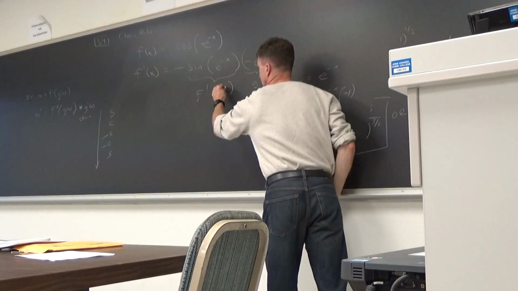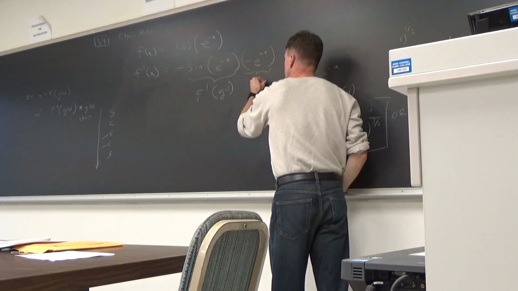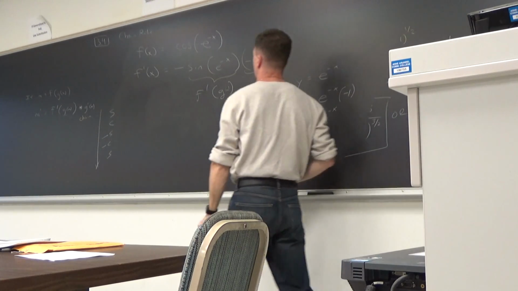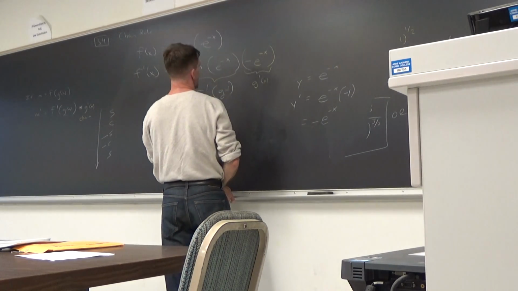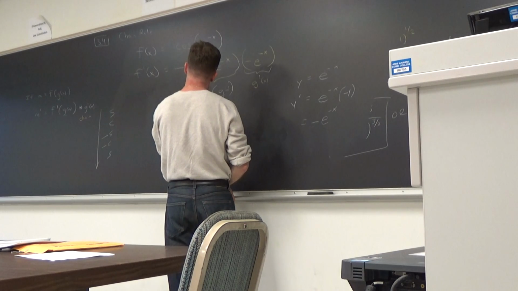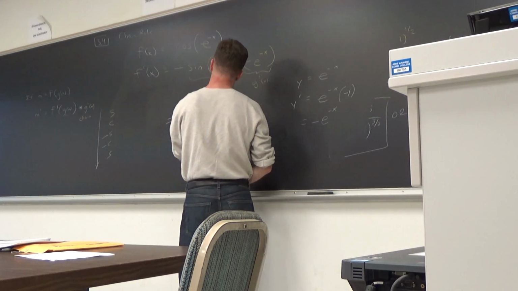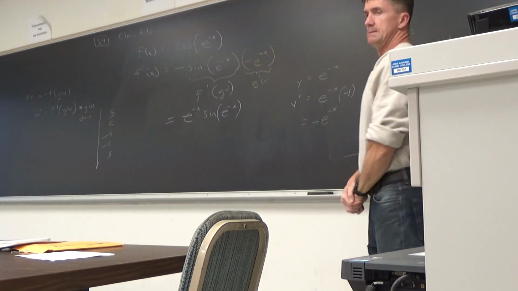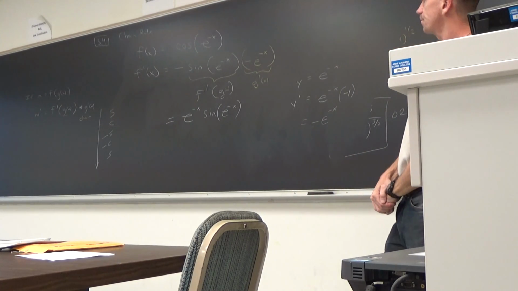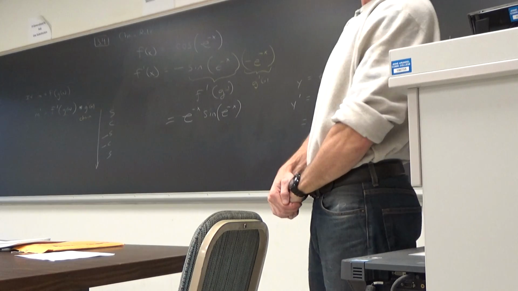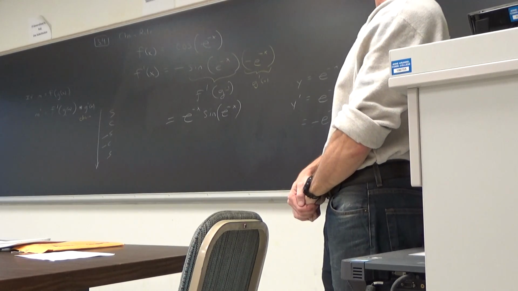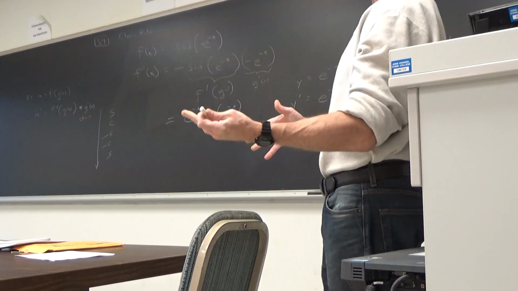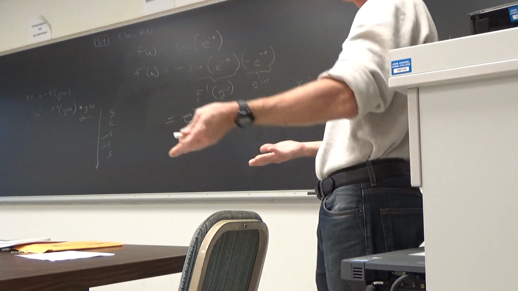And you can put G of X if you want to. And our final answer is positive e to the negative x times sine of e to the negative x. You can also write it divided by e to the power x. That's right, you can write sine of e to the negative x divided by e to the x. Remember a negative exponent? You can bring it to the bottom.